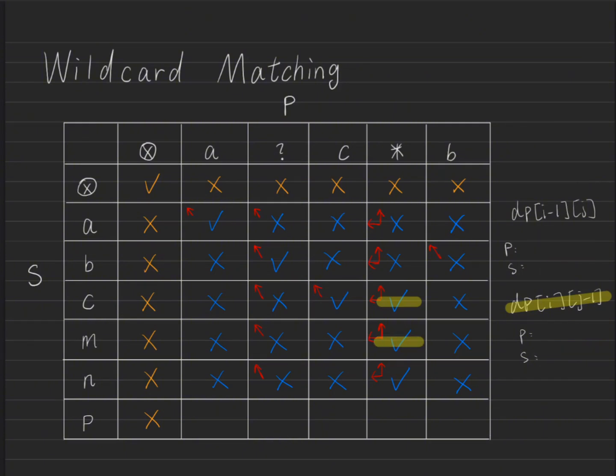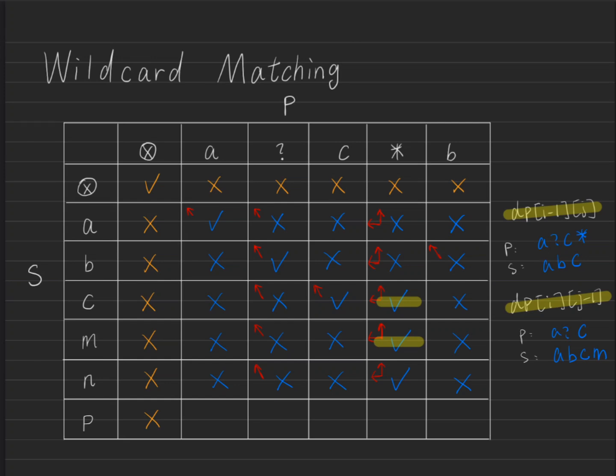In this example, dp at i minus 1, j is when P is equal to ?c* and S is abc. And that is a match, as we previously calculated. And dp at i, j minus 1 is when P equals ?c and S is abcm. And that is not a match. However, since dp at i minus 1, j is true, the overall result is true.